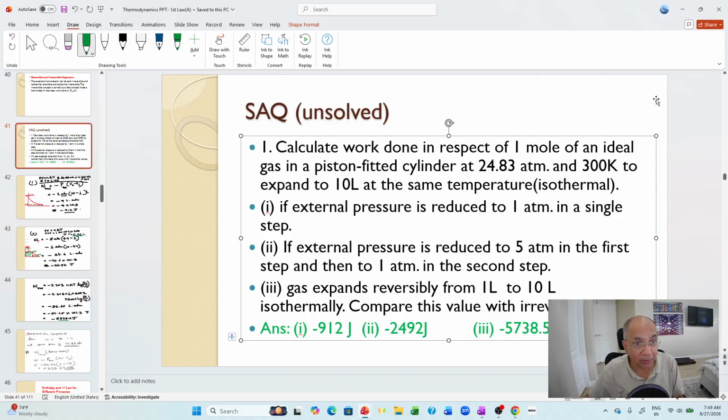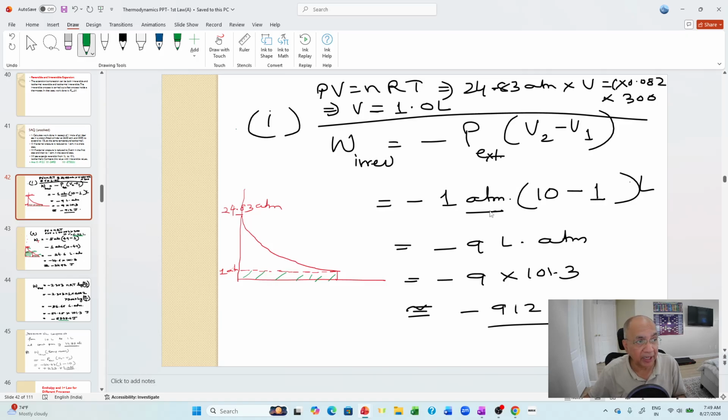And I will show you the calculation to save time. Now see, this is this one. First we will be finding this one, the small rectangle, minus P into del V. Final volume 10 and initial volume 1. PV is equal to nRT we have used to find the initial volume 1. So it is 9 liter atmosphere, and 1 liter atmosphere is 101.3. So we found that the work done by the gas, the expansion work, is 912 joules.